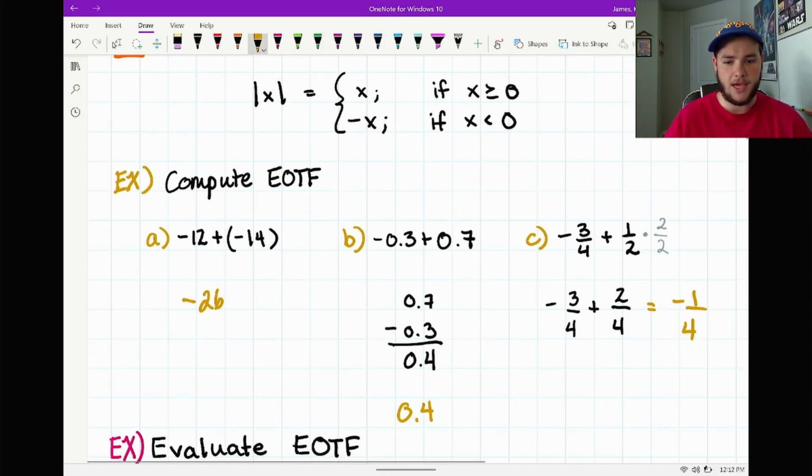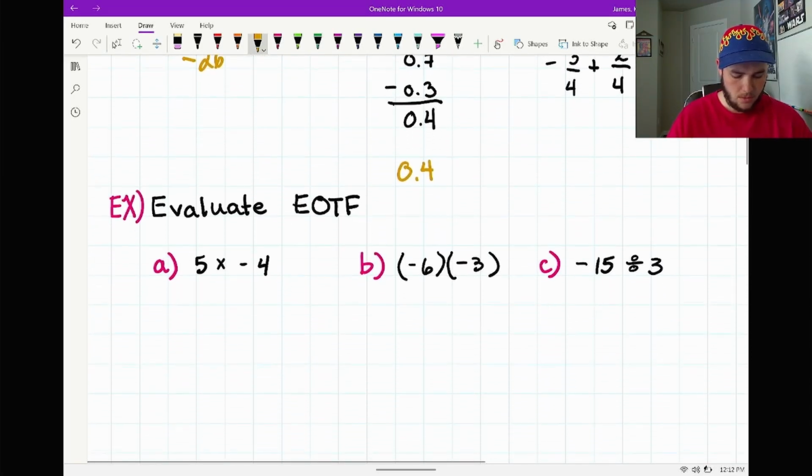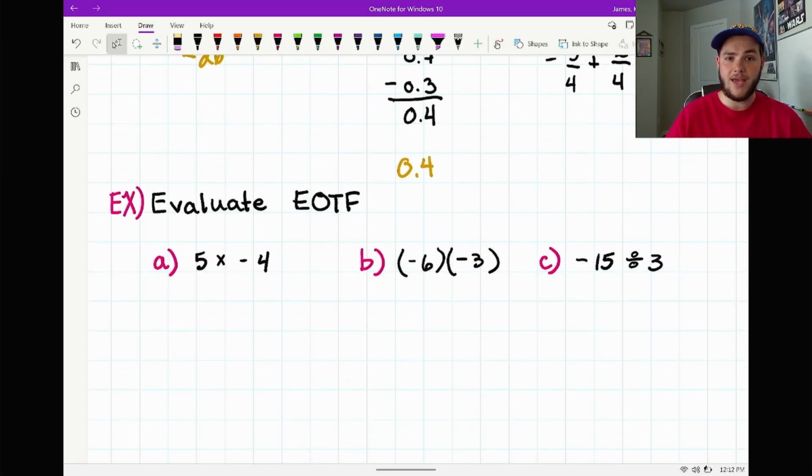Let's move on to multiplication and division, and evaluate each of the following here. Remember, when multiplying and dividing real numbers, if the signs match, the result is positive. If the signs are opposite, the result is negative. Then we multiply or divide normally. Like in part A. Here I have opposite signs, so I know the answer is going to be negative. And then I multiply the numbers normally. 5 times 4 is 20.